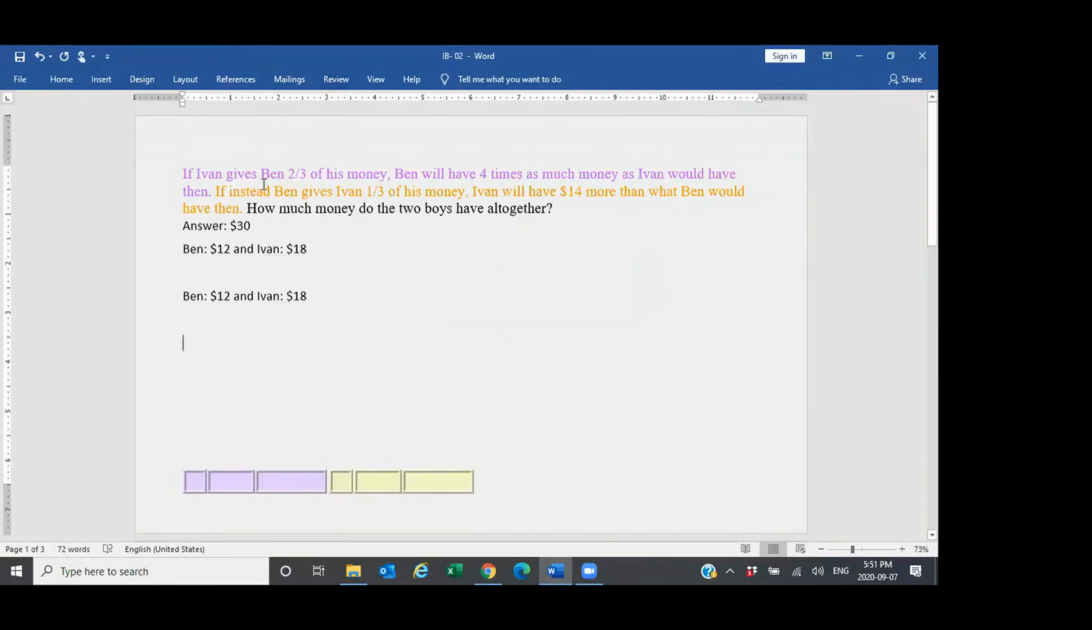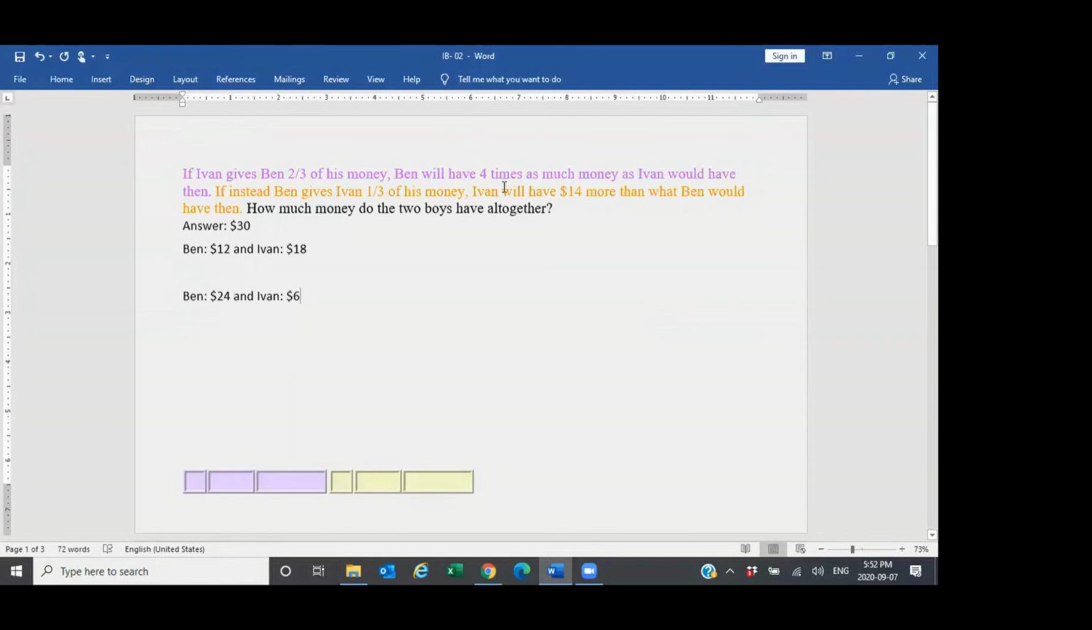All right, it says, if Ivan gives Ben 2/3 of his money, Ben will have 4 times as much money as Ivan would have then. All right, so Ivan has $18, and 2/3 of 18 is 12. 1/3 of 18 is 6, so it's 2 times 6, and that is 12. So if we give Ben 12, we have to check our answer. So Ben will now have 24, and Ivan will have 6, because he gave the rest of it away, which was 12. He gave it to Ben.